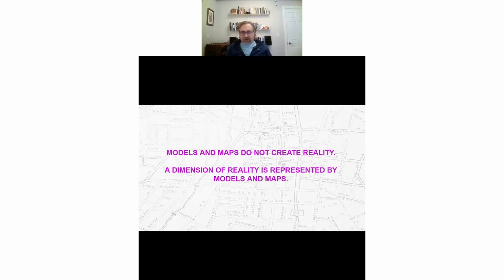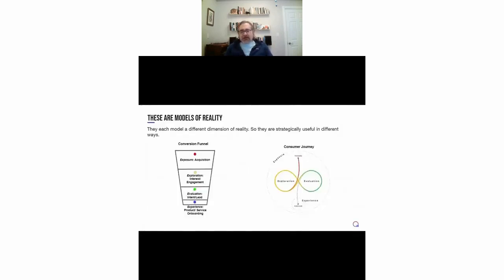And all consumers are on a consumer journey from the time that they think about making a purchase and have a trigger or a reason through to their conversion, right? We have an abstract representation of it in a map, or a model where we say, we know this is happening and we can think about ways in which this is happening. So these two things are models of reality, the consumer journey, which we spent some time on, and then the conversion funnel, right? And what's important to understand is that these each model a different dimension of reality. So they're strategically useful in different ways.